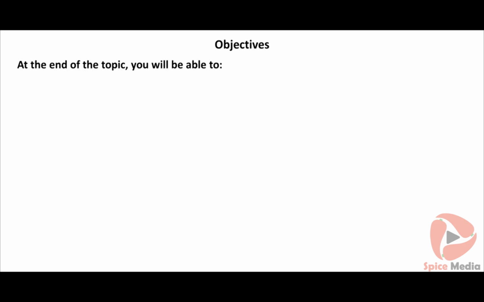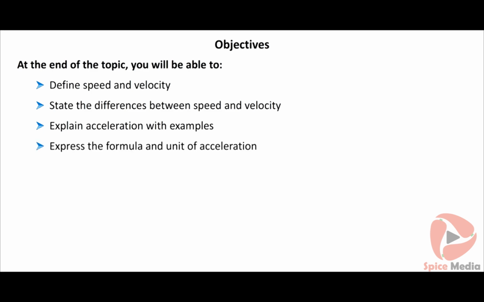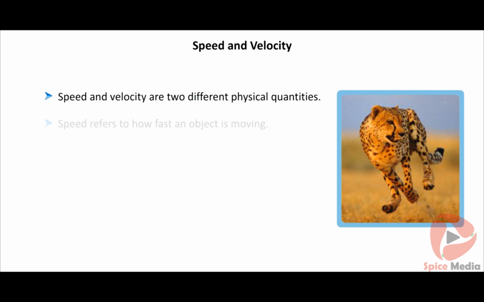At the end of the topic, you will be able to define speed and velocity, state the differences between speed and velocity, explain acceleration with examples, express the formula and unit of acceleration. We already know that distance and displacement have distinctly different meanings. In the same way, even speed and velocity are two different physical quantities.